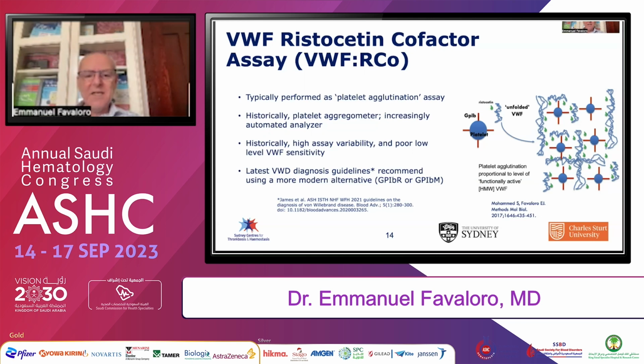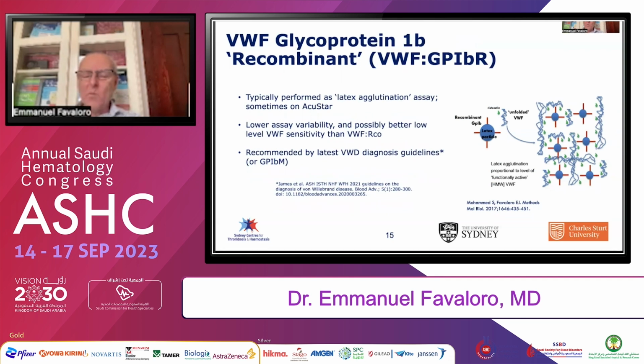Historically it has a high assay variability and poor low VWF level sensitivity, and the latest guidelines actually recommend that you use a more modern alternative to the ristocetin cofactor, the glycoprotein 1bR or the glycoprotein 1bM. The first of these, the glycoprotein 1bR, is typically performed as a latex agglutination assay, and can also be performed on the AcuStar. Theoretically it has lower assay variability and possibly better low VWF sensitivity than the ristocetin cofactor. And it's recommended, as I indicated, by the latest VWD diagnosis guidelines. I'm showing you a cartoon on the right of the way this assay is performed as an agglutination assay.